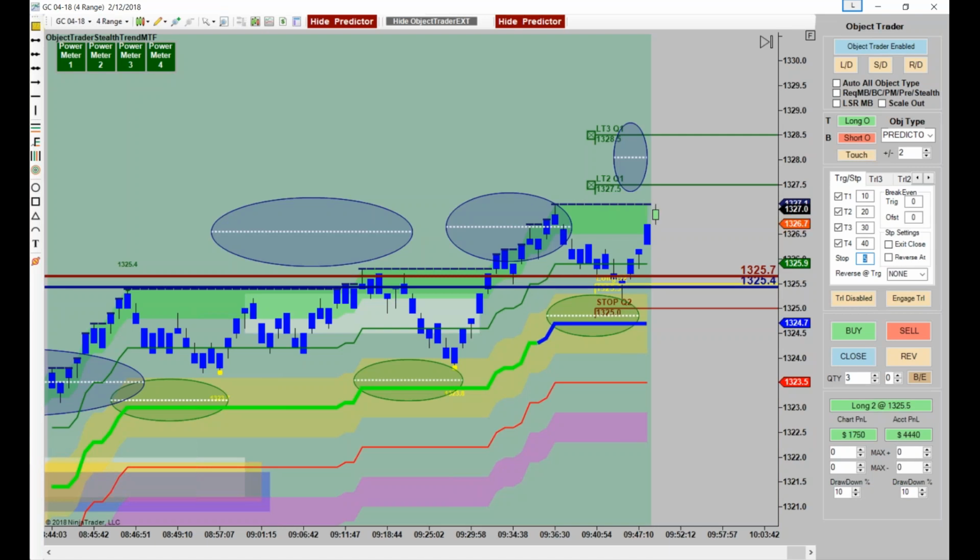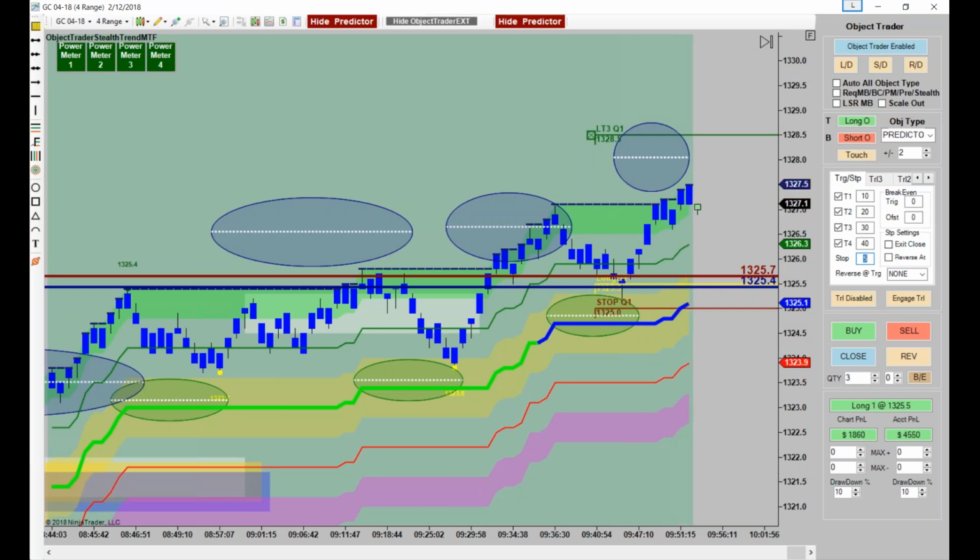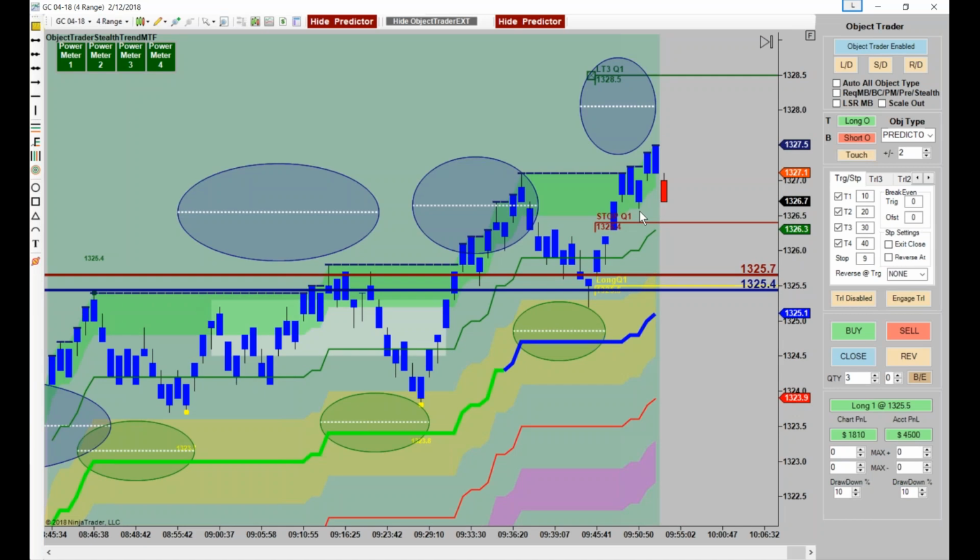Another predictor trade. Barely took out the top. What do you think? Where would you put your stop now? Tighten it up now? I would think so. See it? We're almost too late. Little lightning swing. If it takes it, it takes it. We'll do another predictor.